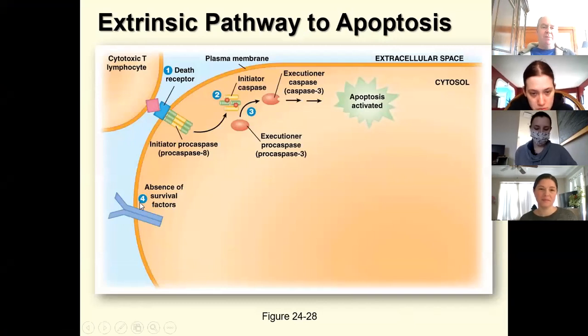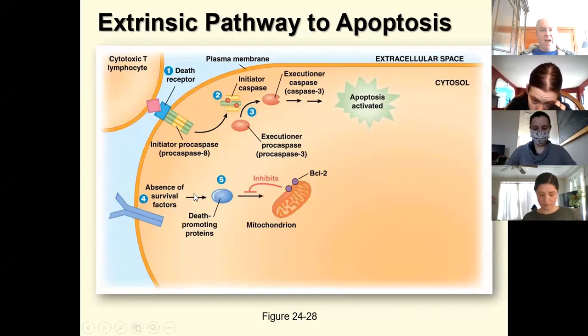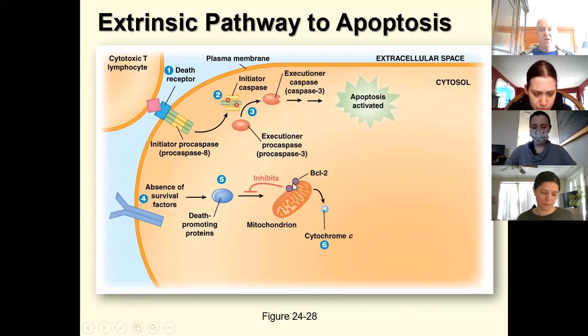Okay, so absence of survival factors, which could be either no longer connected to extracellular matrix or no longer getting any growth factors to keep you alive. What's going to happen is those pro-apoptotic BCL2s will increase in the cell. Normally your anti-apoptotic BCL2 is inhibiting it, but once the pro-apoptotic outcompetes that, you get release of cytochrome C.